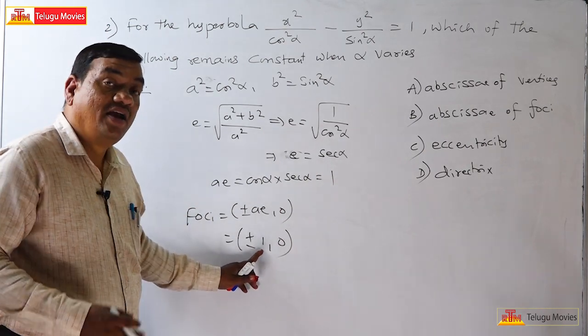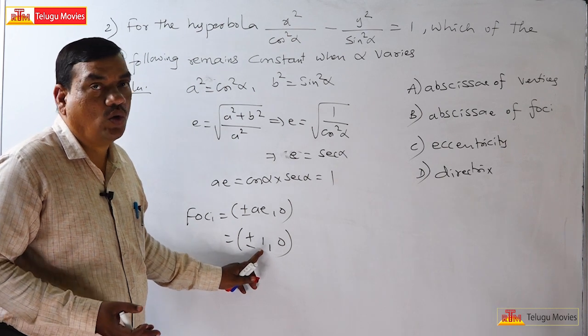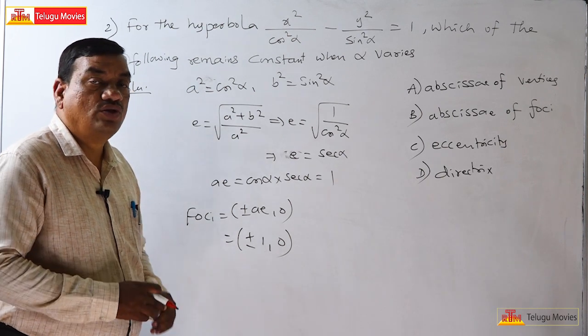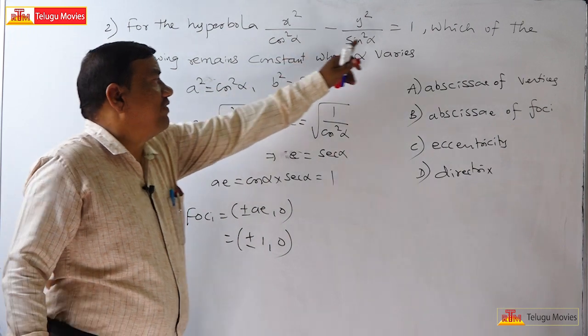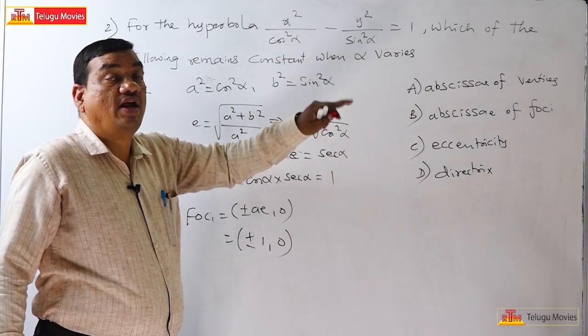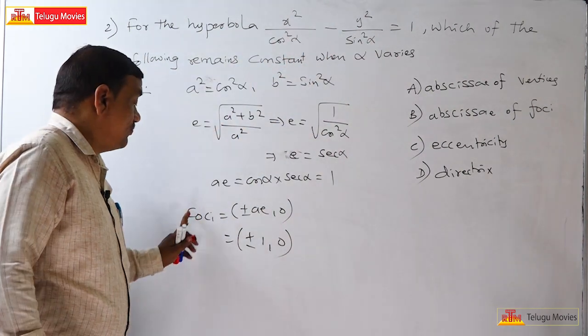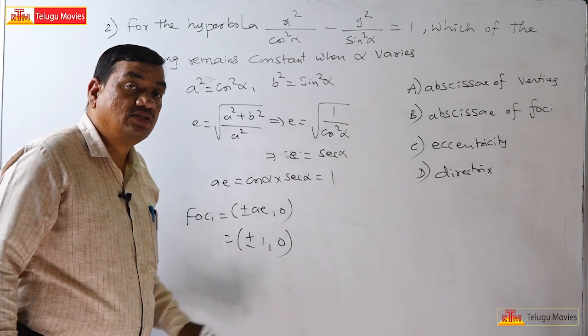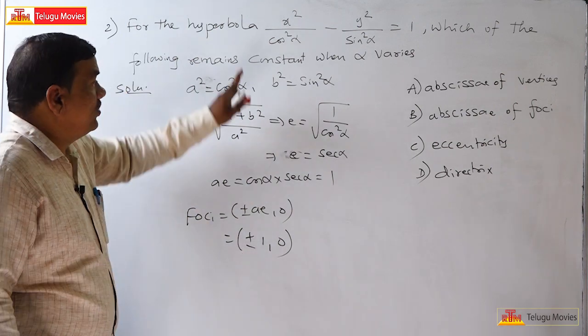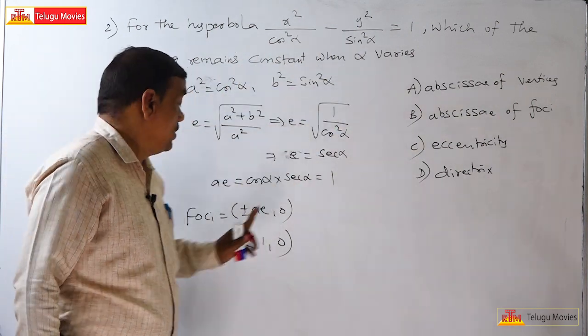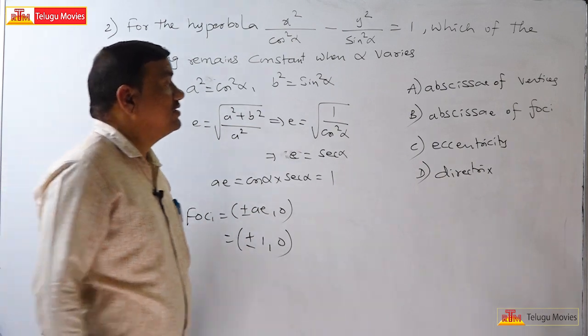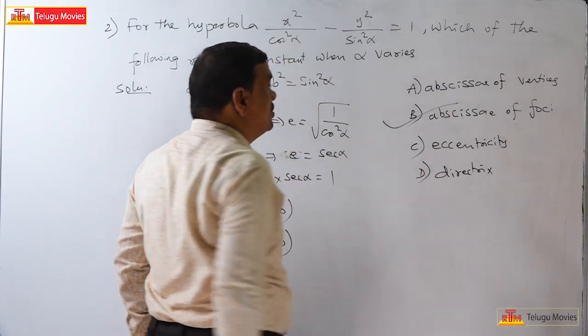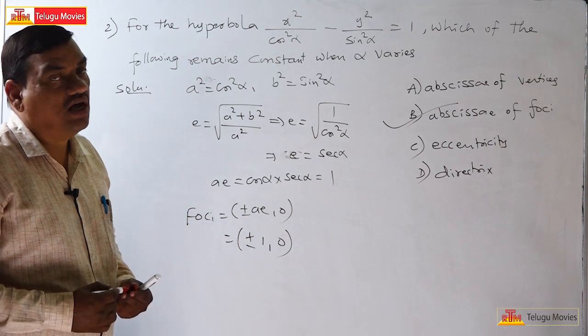That means here, is any alpha value there? No. So, whatever may be the alpha value in this equation, the foci is always plus or minus 1 comma 0. Therefore, even though alpha varies, the foci of the hyperbola remains constant. So, option B is the correct answer.